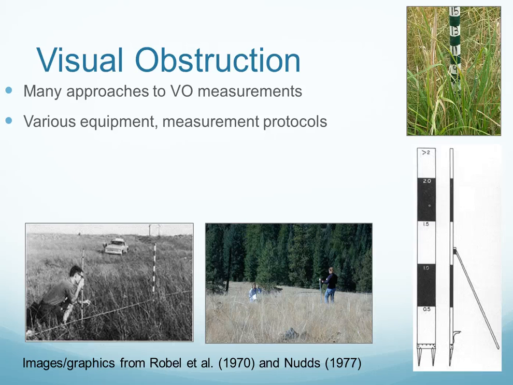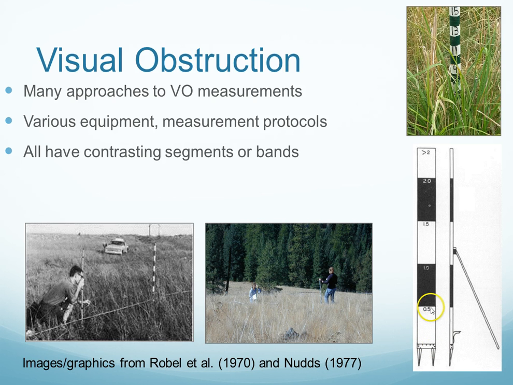It's important, if you're using a visual obstruction method, that you carefully describe and document the protocol that you're using for measurement so that we can maintain repeatability. What they have in common is that the pole or the boards all have contrasting segments or bands painted or marked on them.